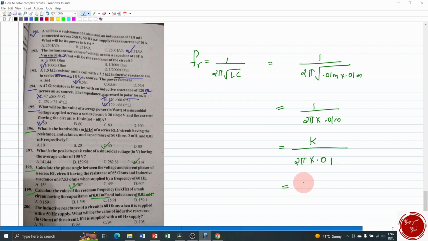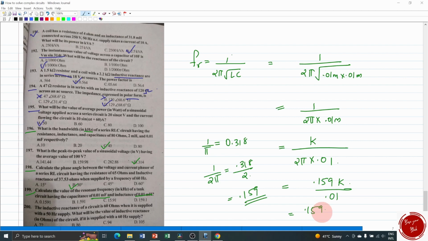So 2 pi into 0.01. So it is 1 by 2 pi. 1 by pi I have told you is 0.318. So 1 by 2 pi means 0.318 divided by 2, isn't it? So it is 0.159. Okay, so 0.159 k divided by 0.01. When this 0.01 is taken to the upside, it becomes into 100 and k is there. So it becomes 15.9 kilohertz. 15.91 kilohertz is your answer. Move on to the last question.